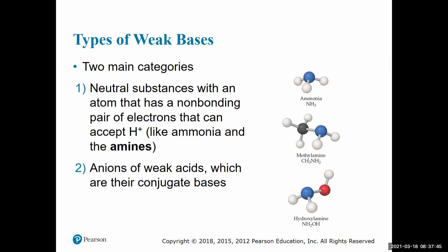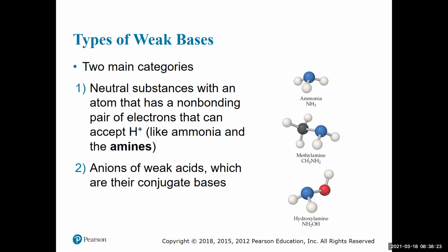When we talk about weak bases, there are two categories that they fall into. One is the amines. Remember we said amines were those organic compounds that had a nitrogen in them. Here are some examples of common amines: ammonia, methylamine, hydroxylamine. For organic compounds, that's a real common weak base.